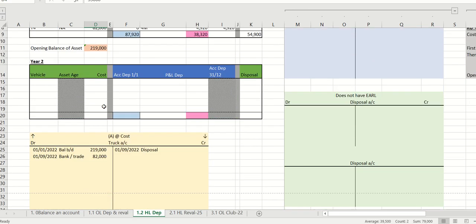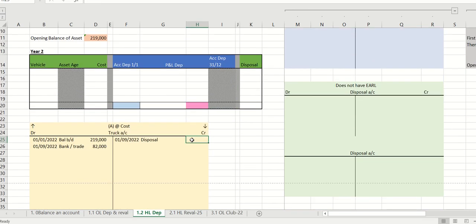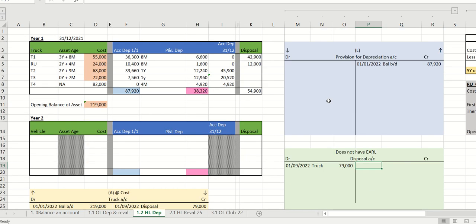Please forgive me for keep saying vehicles. I just can't not say vehicles. So it's the 2 of them together. We're crediting the truck account and debiting the disposal account. Then we're going to take all of the depreciation to do with that asset. 19.